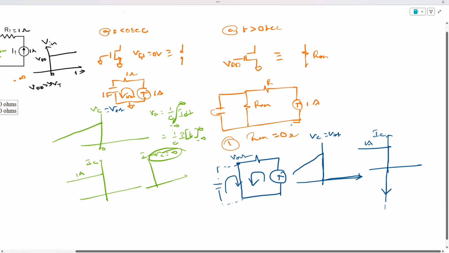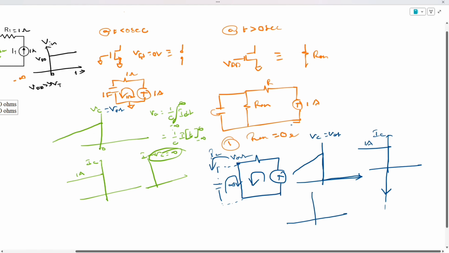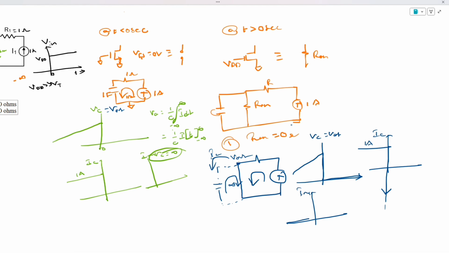If you draw the current graph now, this IC graph, until that point it is 1 ampere, continuously 1 ampere is flowing, but at this instant there is an infinite current, meaning impulsive current will be flowing in the opposite direction. This is the IC direction, right? In the opposite direction there will be an infinite amount of current that will make the V out go from a certain value to 0. This is the graph of IC.